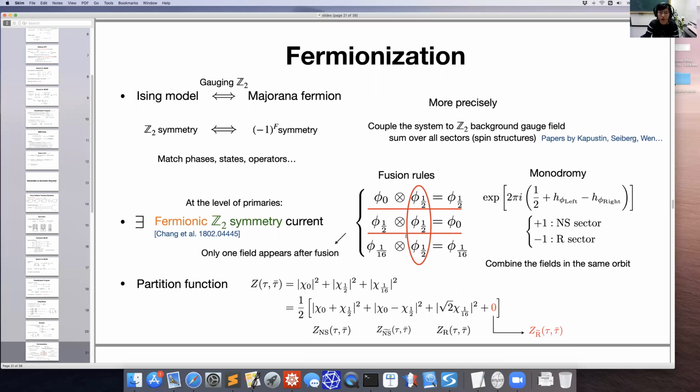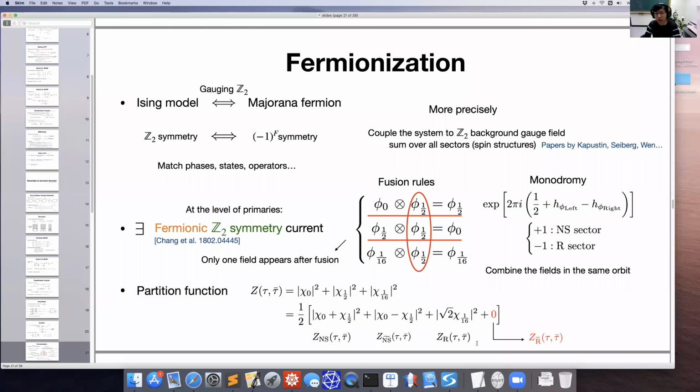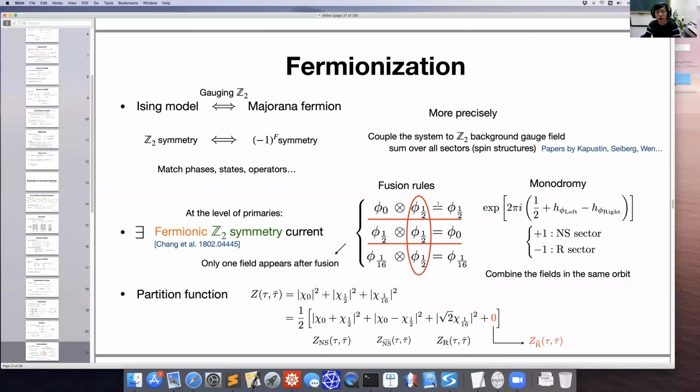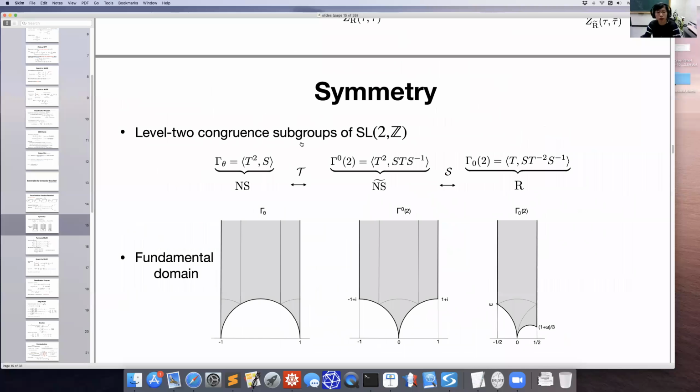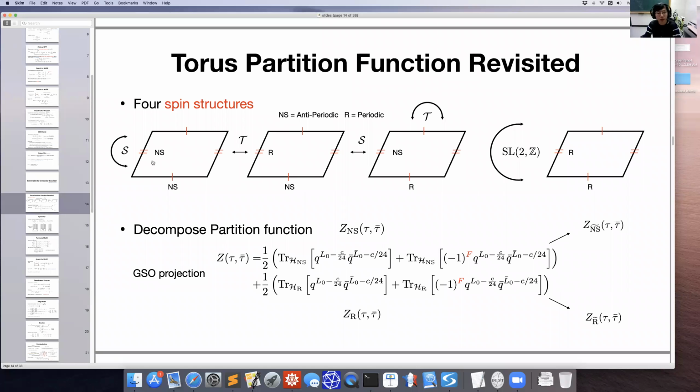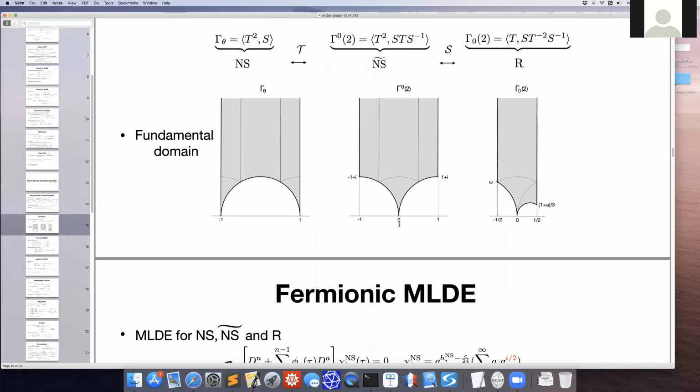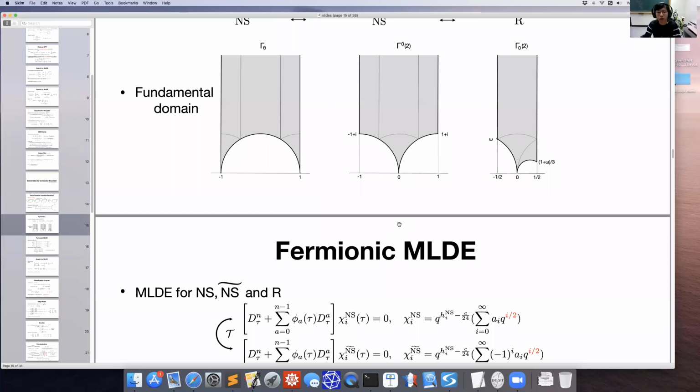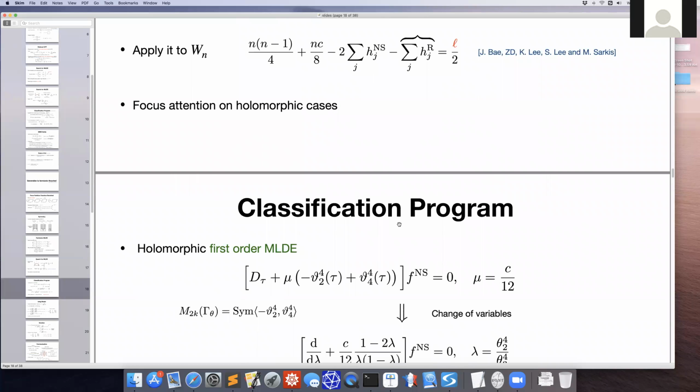Okay, are there any questions? Could you remind me what NS tilde is? Sorry, let me show you, that's this sector. This I call NS tilde; this is NS tilde, R and R tilde. In this partition function, you wrote some NS tilde sector below, right?